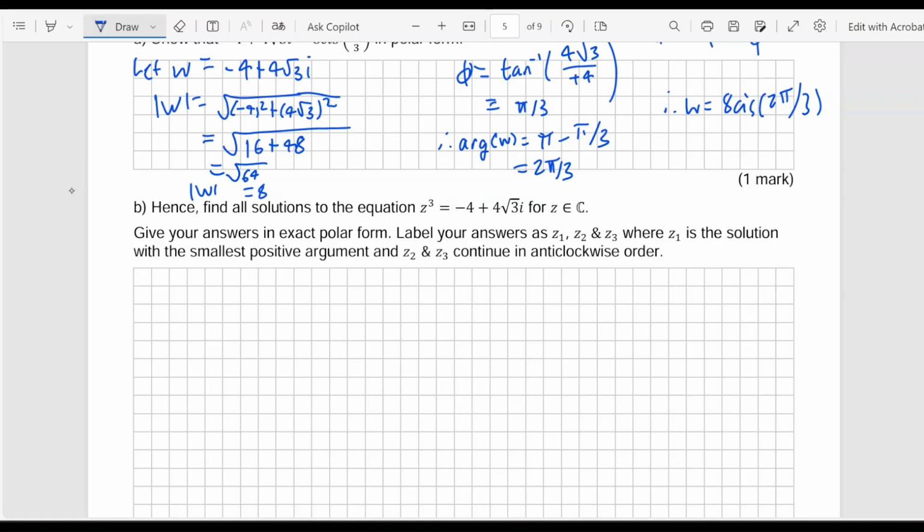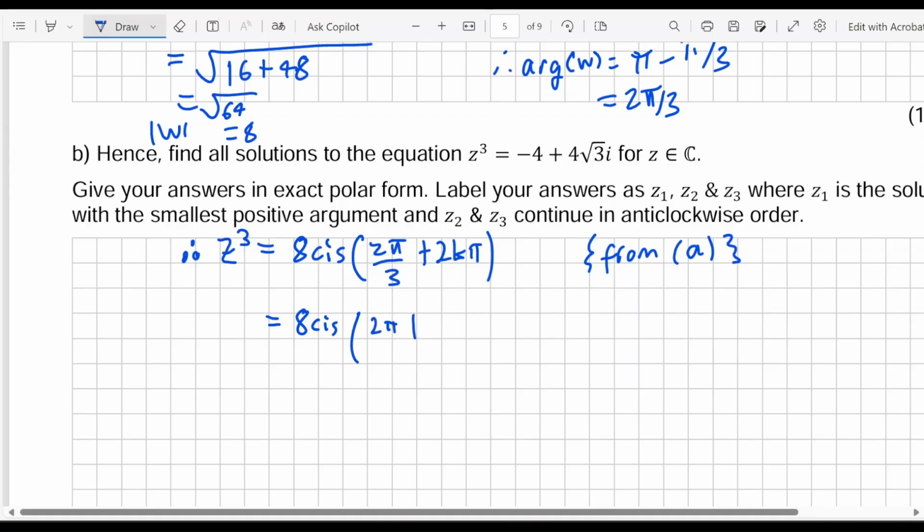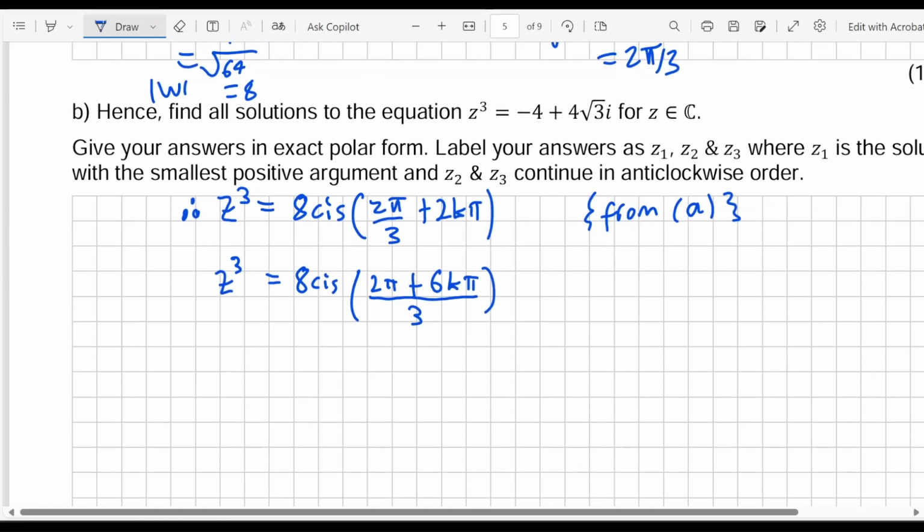Now, the reason I asked you to find it in polar form is we can say z cubed essentially is 8 cis of 2 pi over 3. Now, this is going to be from A. Now we need to add on 2k pi there because it can be plus any multiple. We cross multiply. So we're going to go 8 cis of, now this will be 2 pi plus 6k pi all over 3. Really important, we haven't done the cube root yet. We're about to do that now.